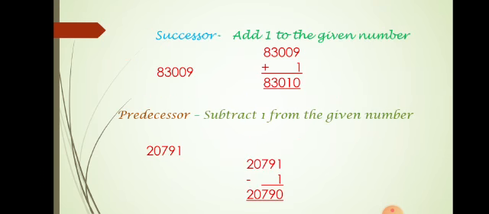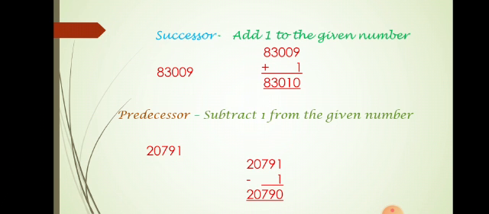Successor. What is successor? Add 1 to the given number, it will give you the successor. Just an example, 83,009. So I will add 1 here to find its successor. 83,010 is my answer.